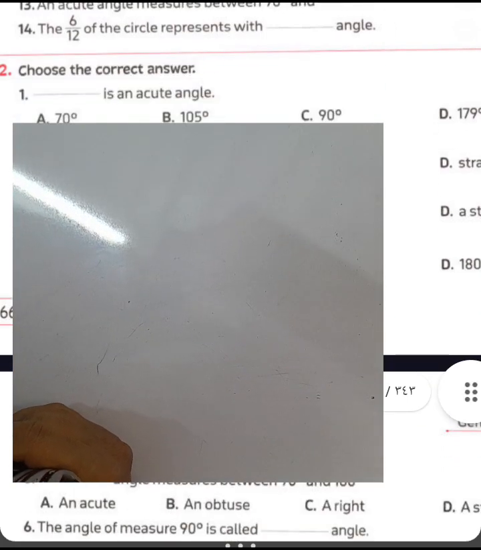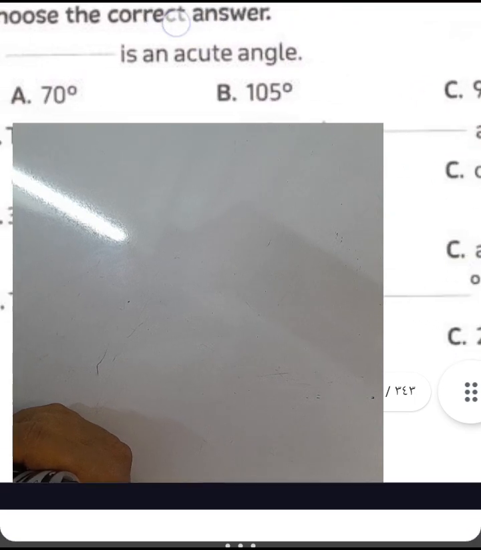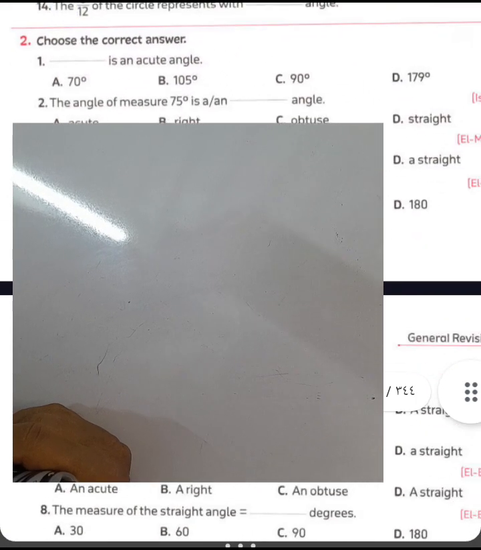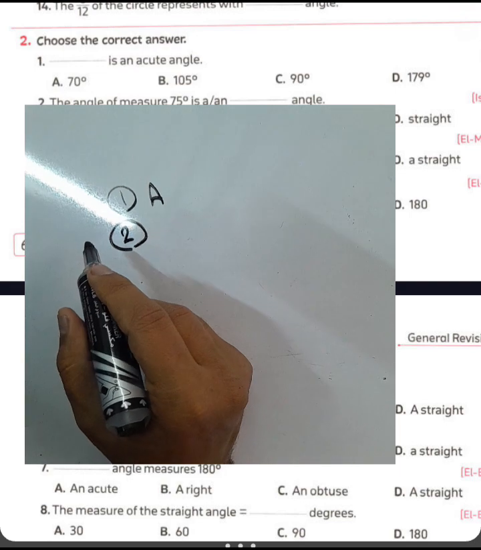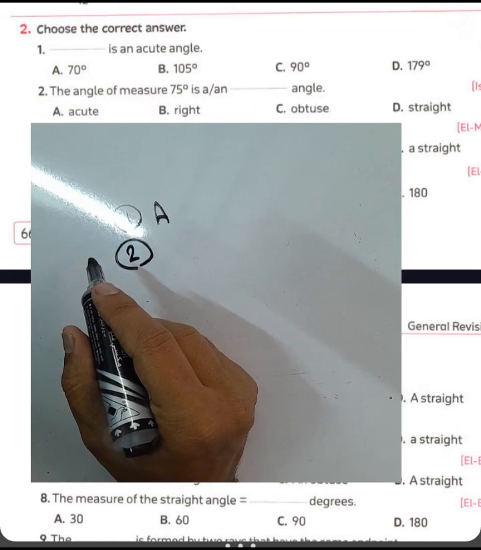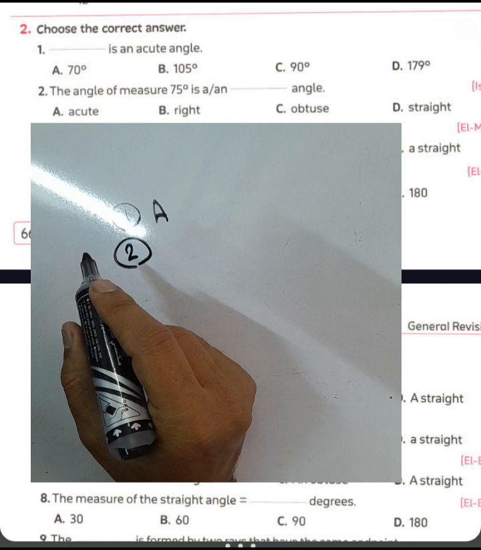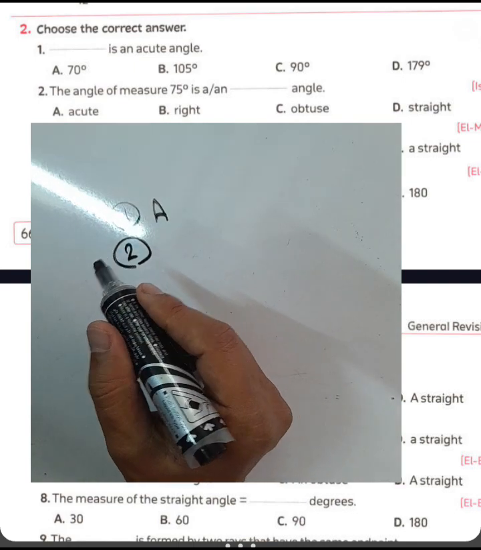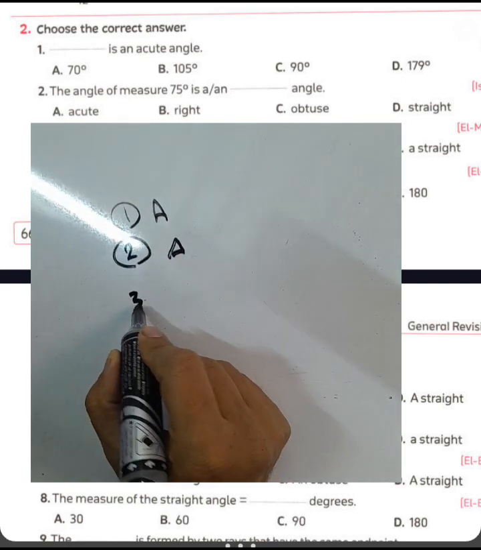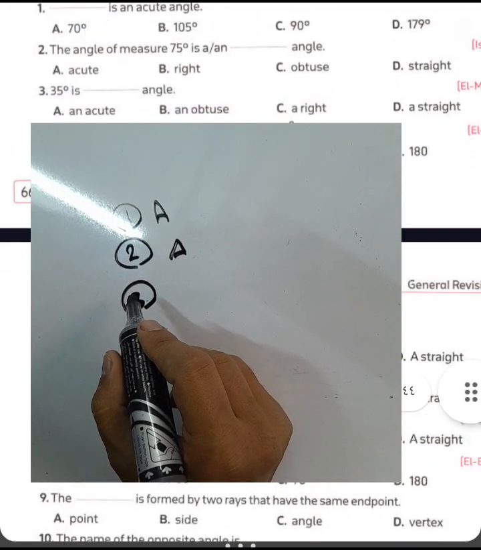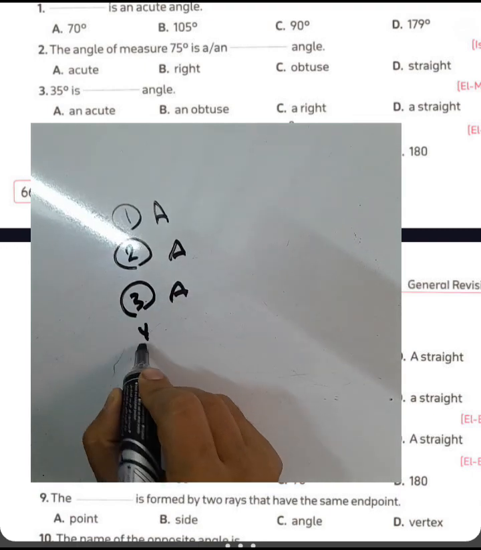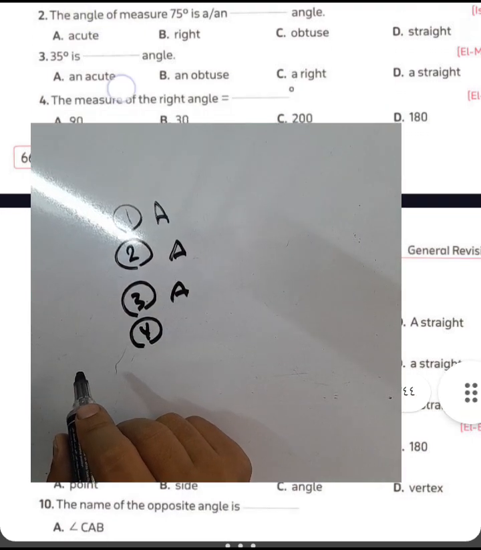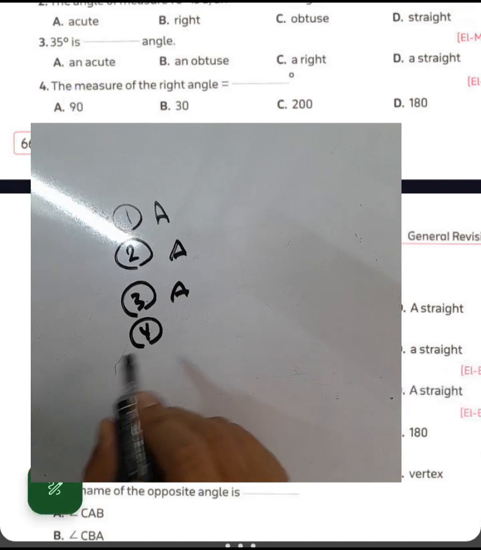Next, the example shows the correct answer. The space is an acute angle. An acute angle is one whose measure is less than 90 degrees and greater than 0. It shows letter A, 70 degrees. Number 1, choose letter A. Question number 2. An angle measures 75, it is acute. Choose letter A. Question number 3. 35 is an acute angle because the measure is less than 90 degrees. Choose letter A. Question number 4. The measure of a right angle is 90 degrees. Choose letter A.